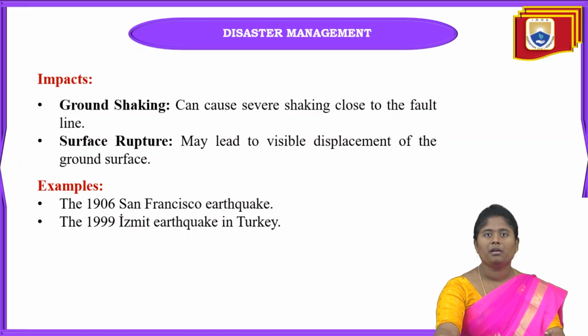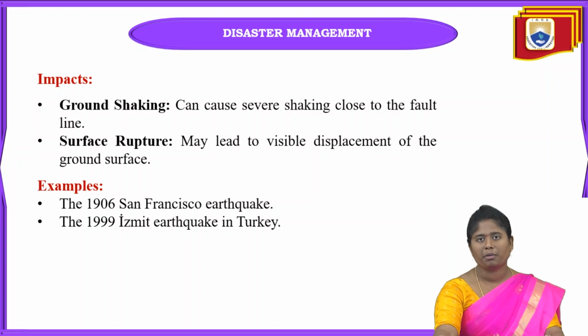And next one is surface rupture. Mainly, this surface rupture may lead to visible displacement of the ground surface. We can see the ground surface clearly when this earthquake occurs.